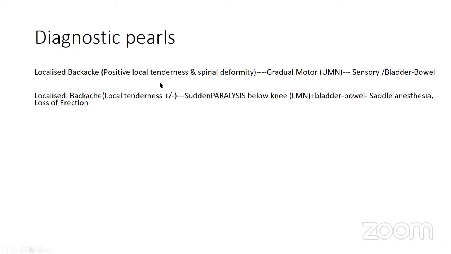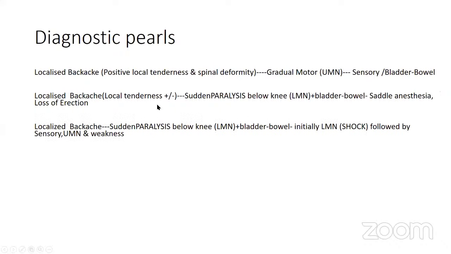The localized tenderness may be positive or negative. There is sudden paralysis below the knee. It is lower motor neuron type, with bladder and bowel involvement, saddle anesthesia, and loss of erection. This is a diagnosis of cauda equina syndrome or conus medullaris syndrome. How do you differentiate the conus?